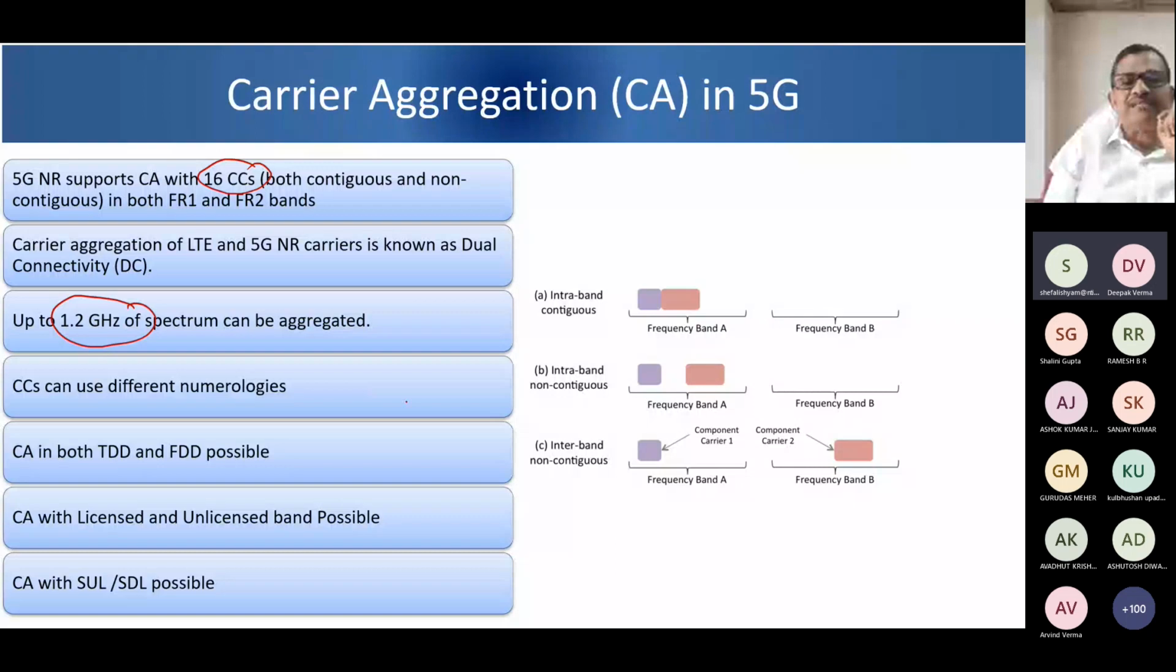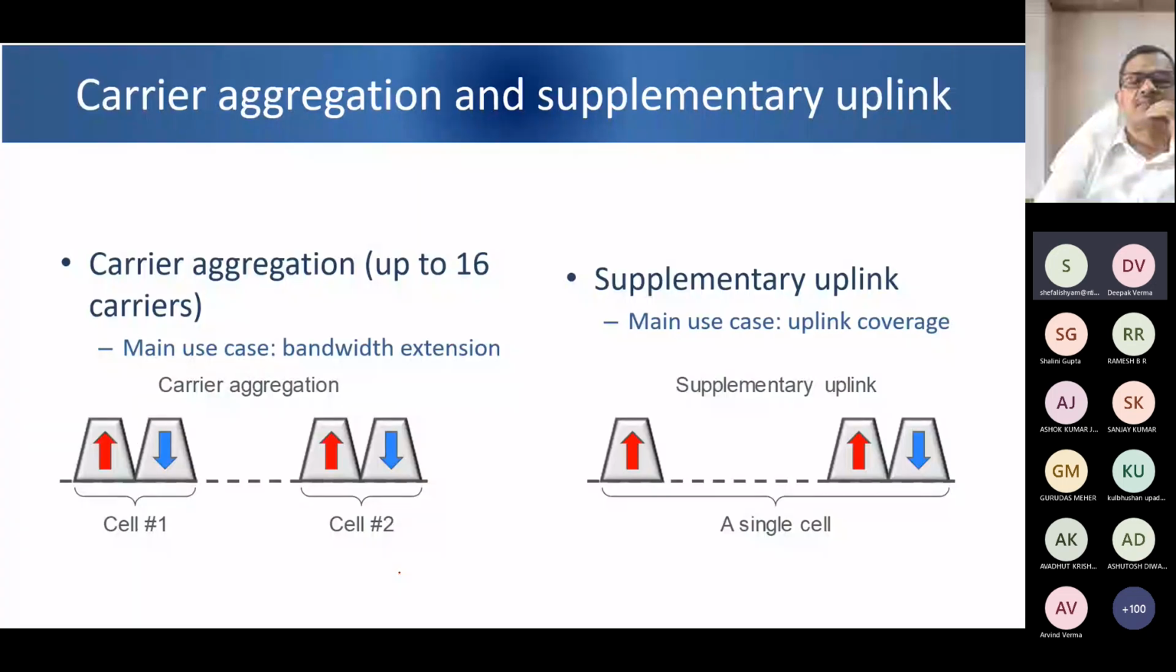Another concept is that every carrier component can have different numerology. You can use TDD in one carrier, FDD in another carrier. You can use a licensed band and also an unlicensed band and do a carrier aggregation. And yesterday we had discussed supplementary uplink and downlink. So you can also carrier aggregate with SUL and SDL. So all permutation combinations are possible in 5G. So same here, up to 16 carrier aggregation, and also you can use supplementary uplink or downlink.